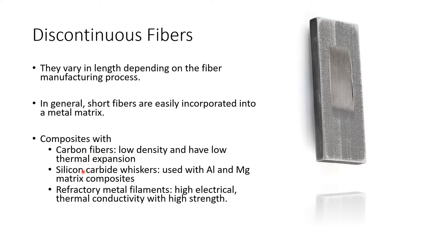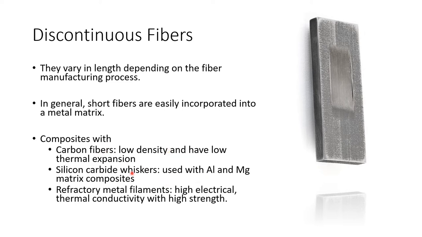Composites with your carbon fiber, silicon carbide whisker, and then your refractory metal filaments. So when you look at these different continuous fibers, why do we use different ones? Because we want different properties. So low density, low thermal expansion. For applications that require these properties, we're going to use this fiber.